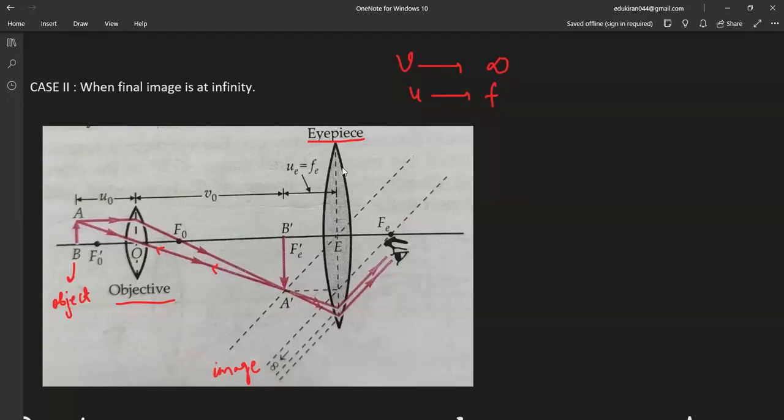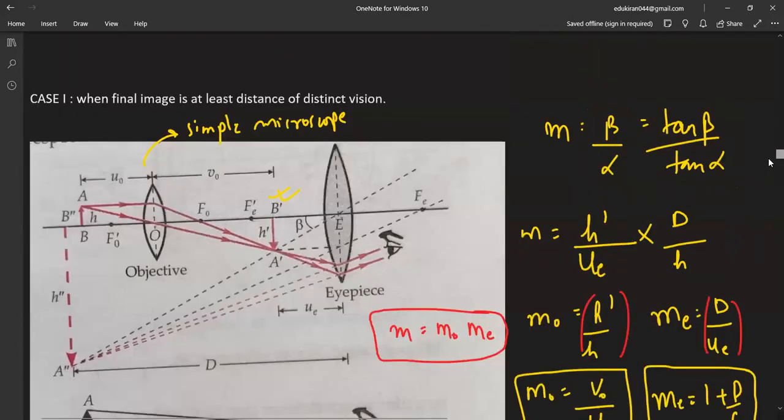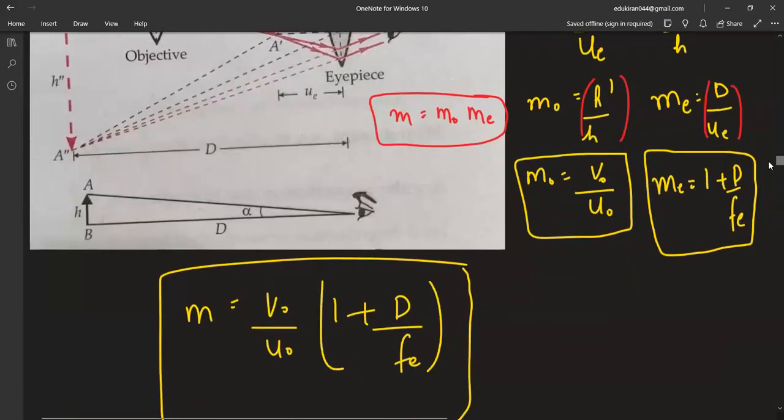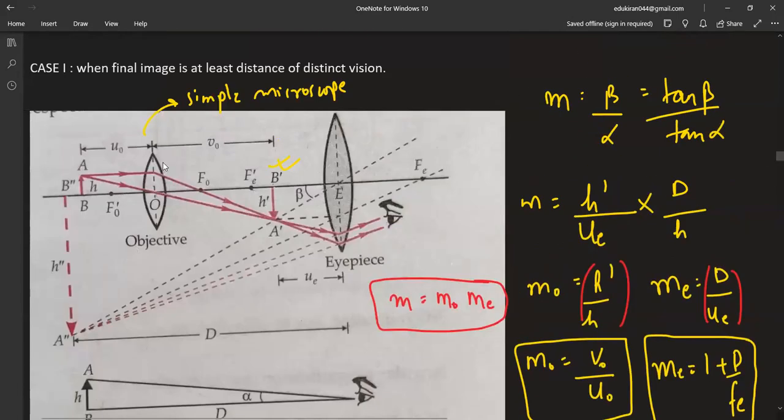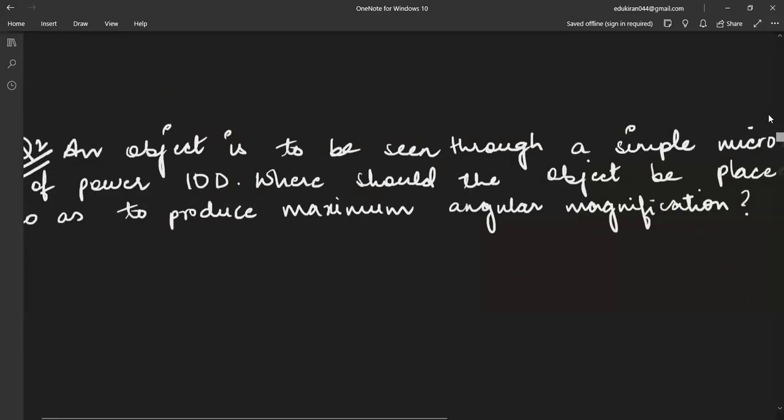Okay, class. So now see magnification due to the objective lens. When we are talking about the magnification due to the objective lens, this will be the same, V naught by U naught. But when we are talking about angular magnification, see, if you remember angular magnification of the eyepiece, this acts exactly like the simple microscope. For the eyepiece, we use the formula of a simple microscope. And for the least distance of distinct vision, we use the formula 1 plus D by FE, which we had obtained.